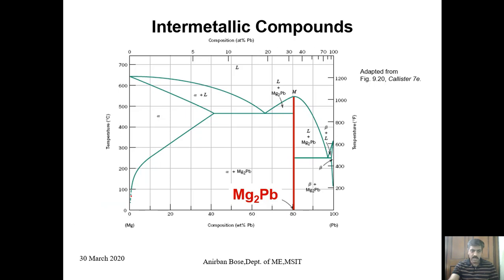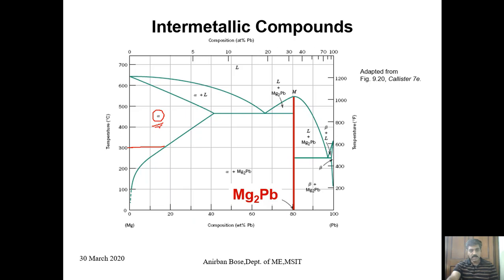That is clear from the solubility curve, that for example at 300 degrees centigrade only this much of lead can go into the magnesium. So it's a limited solubility, but within this region it is a single solid phase. That means at higher temperature you can see more and more lead can go into magnesium and produce a primary phase solid solution. Okay, so this is a single phase or primary phase.